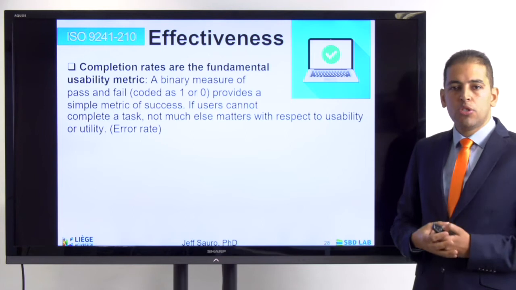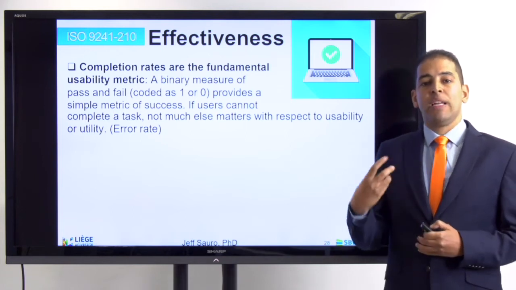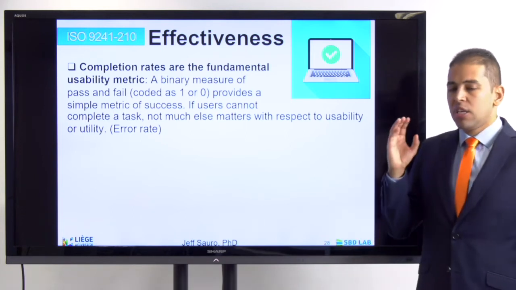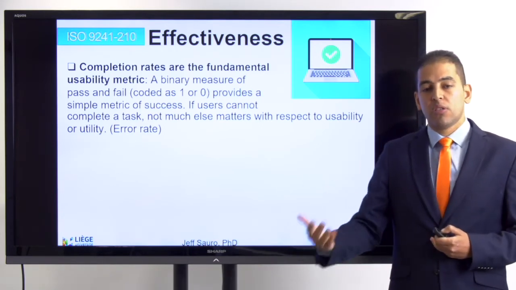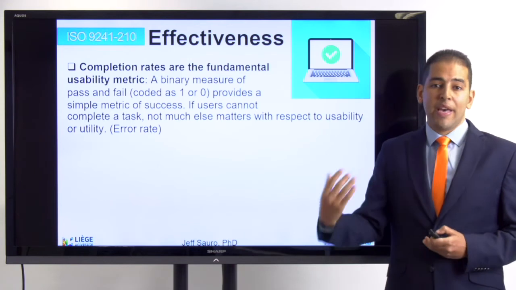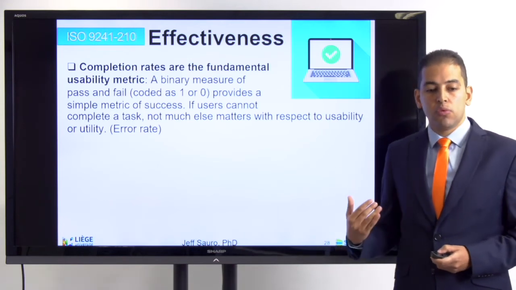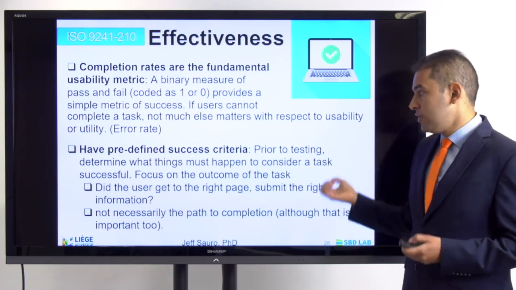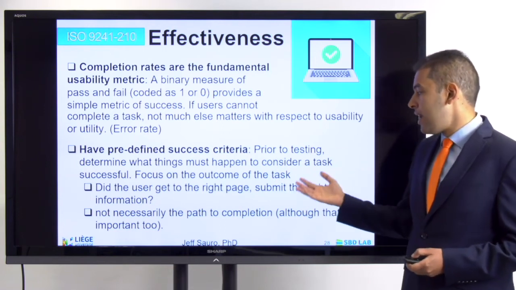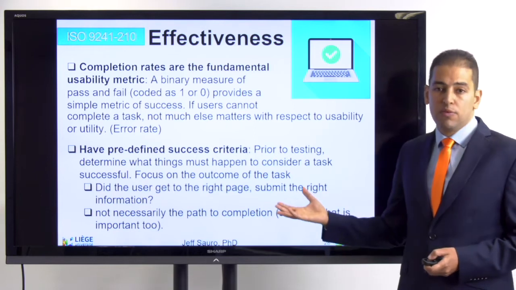So once you want to measure the effectiveness of an application or a solution or a product, just give the people a task and check, did they succeed in completing this task or not? Do they have errors while doing it or not? And you have to document that. So have predefined success criteria. Prior to testing, determine what things must happen to consider a task successful.